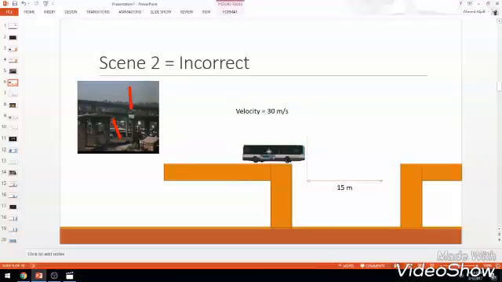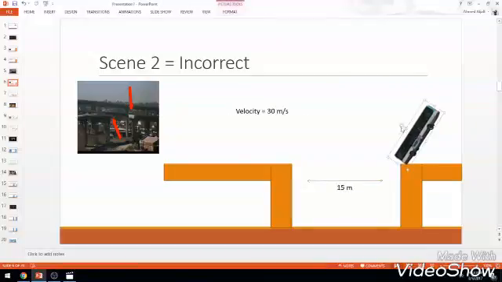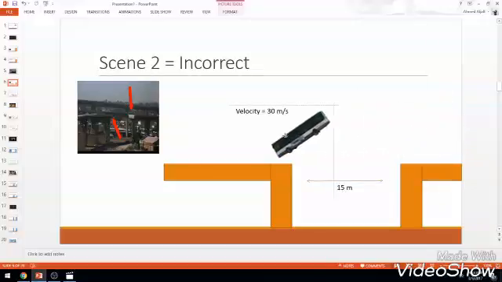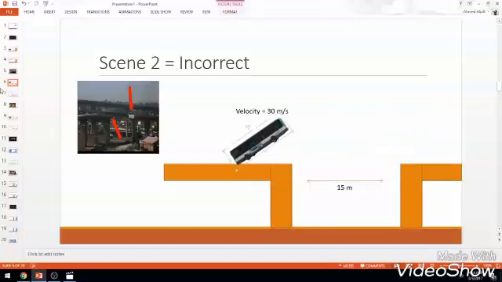So, the bus's movement should be something like this. You see, it should go in a sort of parabolic movement. Not like this, when there is not even a slope. Oh, that's even more unrealistic. It shouldn't go like this. We all know that. There was no slope, nothing to push it up.